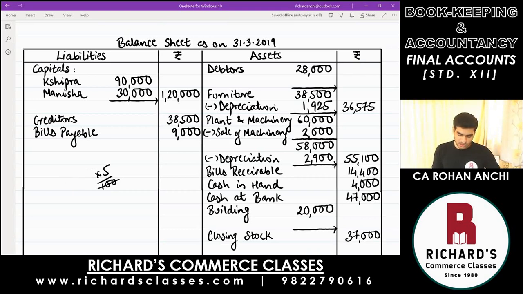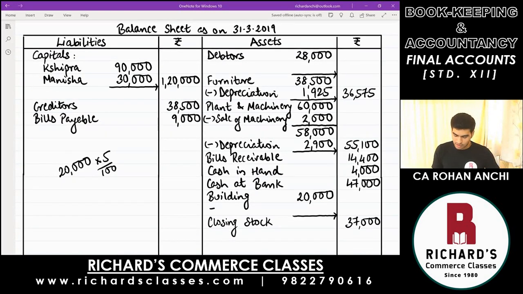And then down below, there is one more asset, that is building, which is 20,000. So take 5% of 20,000. That is 1,000. So deduct minus depreciation. 1,000. Deduct. How much is building in the outer column? 19,000. Three assets. We have reduced the value because of depreciation. That is one effect, reducing the value of your asset.